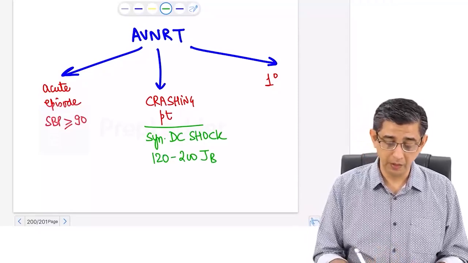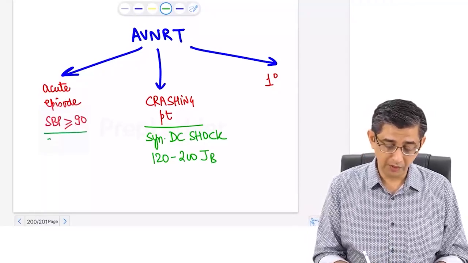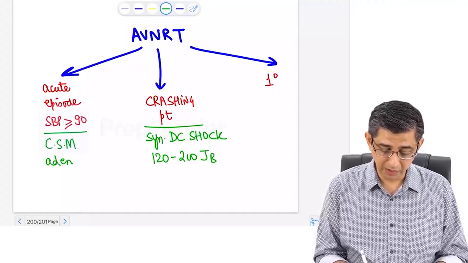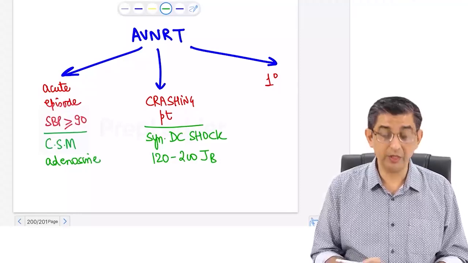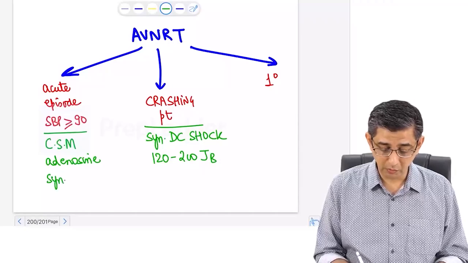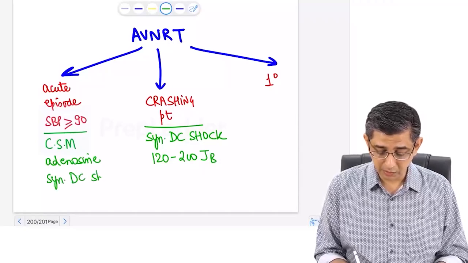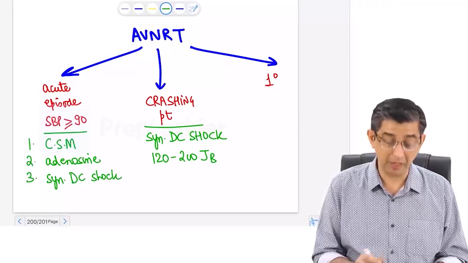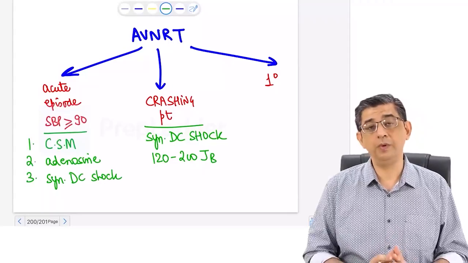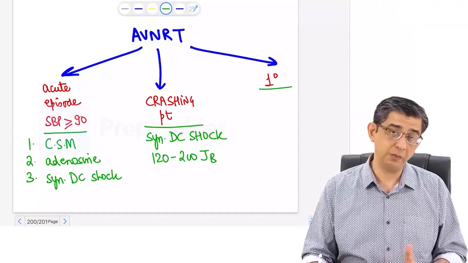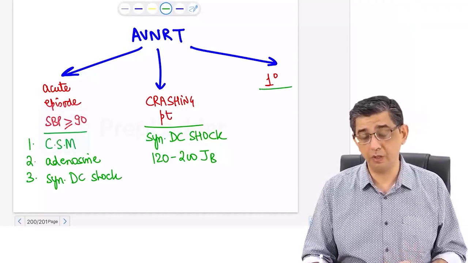Usually it would. In an acute episode where the blood pressure is at least respectable, the first answer is carotid sinus massage. If it does not work, then adenosine. And subsequently, if it still does not work, you will have to go for synchronized DC shock. So these are the steps in the sequence that they would love to ask you for a person who is hemodynamically stable. For the prevention of an episode of AVNRT or PSVT, I can obviously use verapamil, but the tablet is something that can be forgotten by the patient.